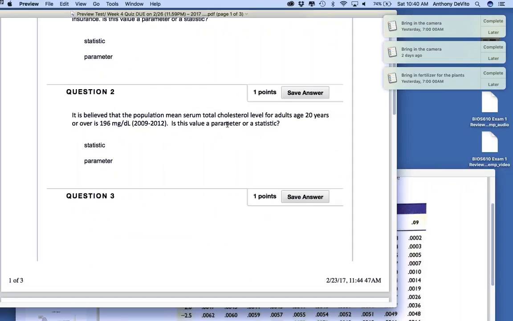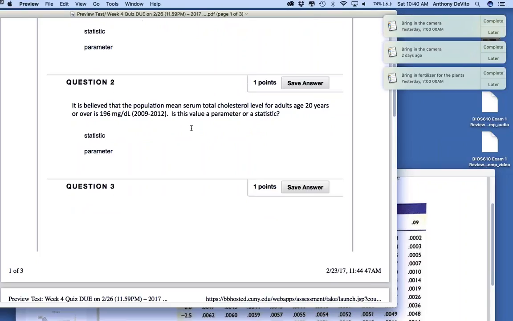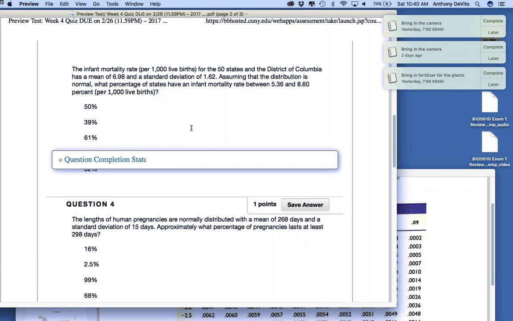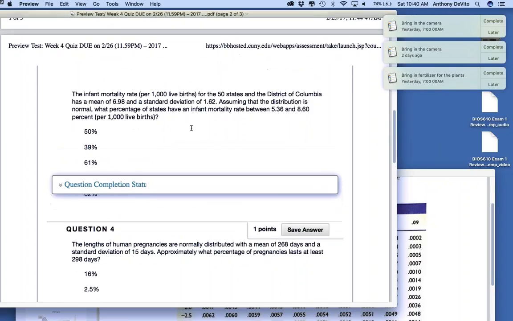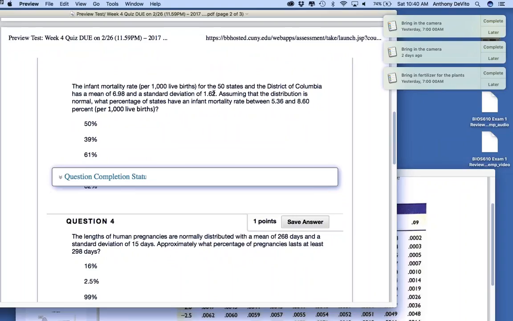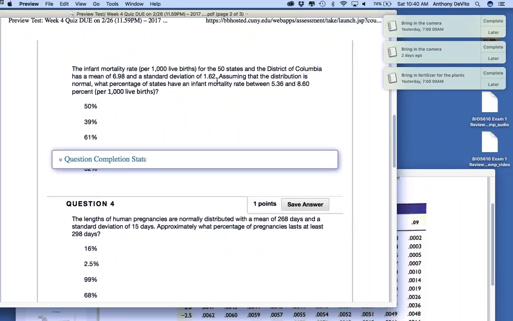It's believed that the population mean serum cholesterol for adults 20 years old is 196 milligrams per deciliter. Population mean, is that a parameter or a statistic, do you think? Are we dealing with a population or a sample here? I'm not giving you the answer, so you can chat about it all you want. The infant mortality rate per 1,000 for the 50 states and District of Columbia has a mean and standard deviation. Assuming the distribution is normal, what percentage of states have an infant mortality rate between 5.36 and 8.60?